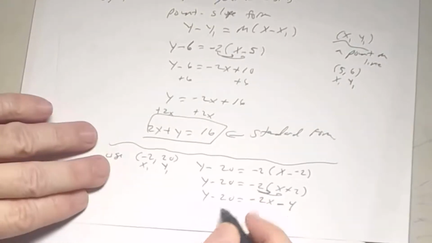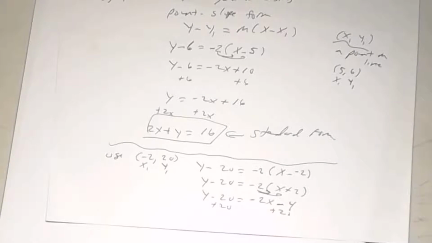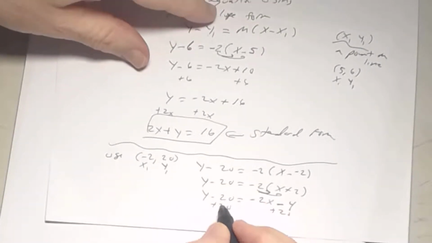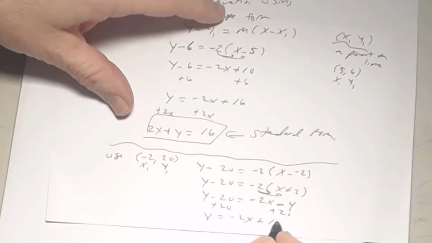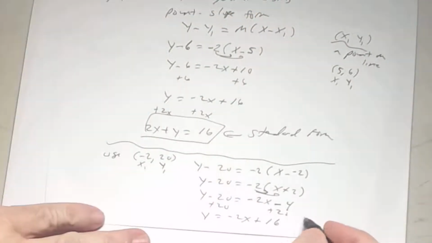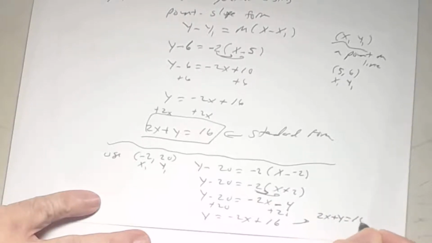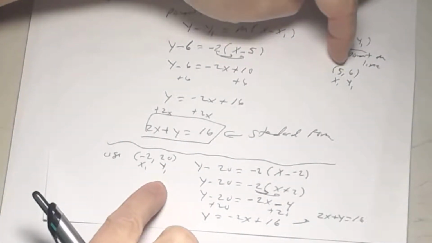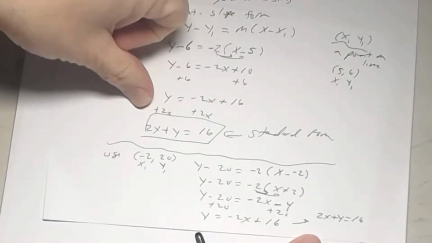All right, and then we're going to do just like we did. I'm going to add 20 to both sides. And so I get y equals negative 2x plus what? 16. And isn't that what we had right here in slope-intercept form? Okay, and so now all you do is bring the negative 2x over. So what's the answer? 2x plus y equals 16. So the whole point here is that it does not matter which point you use. Okay, it does not matter. You'll get the same answer in the end.